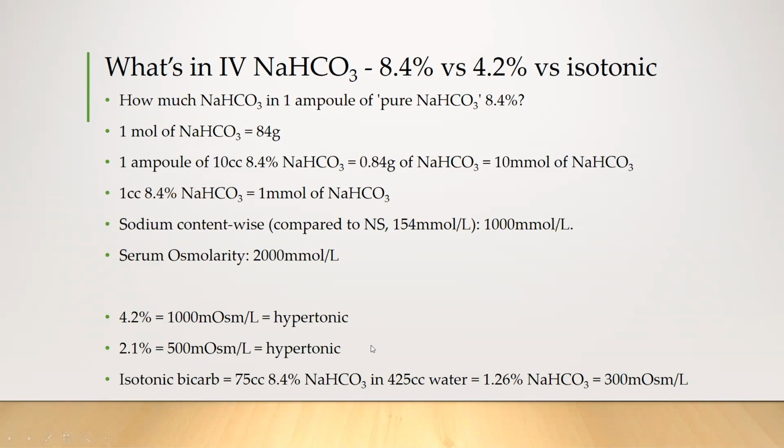Now, the isotonic bicarb that we commonly use would roughly be 74 cc of 8.4% in 425 cc of water. So that would make up about 1.26% sodium bicarb, which is about 300 milliosmoles and sort of isotonic. So actually it's a very diluted version of sodium bicarb.